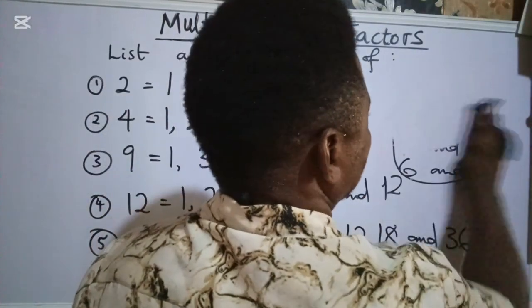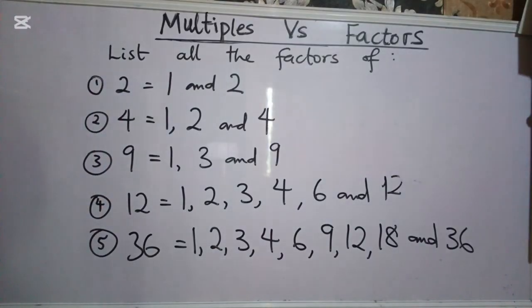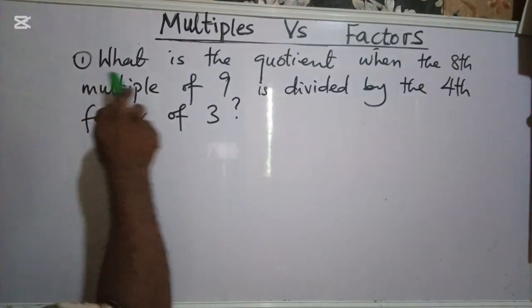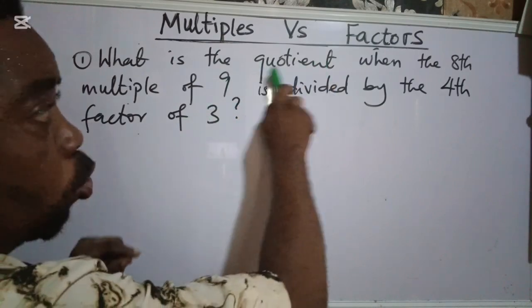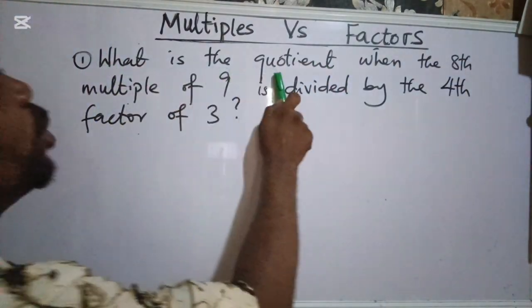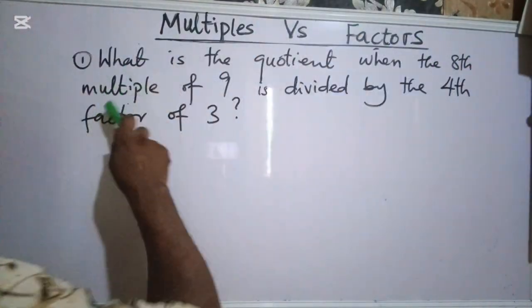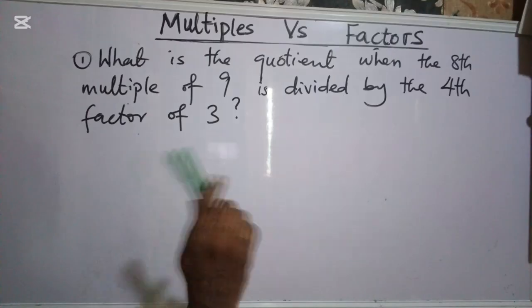So let us see the last question I want to ask here. Look at it. I want to connect the questions. Okay, you have seen all this. Quotient is the answer you get when you divide. That is fine. Now, what is the quotient when the 8th multiple of 9 is divided by the 4th factor of 3? Now, just look at it.